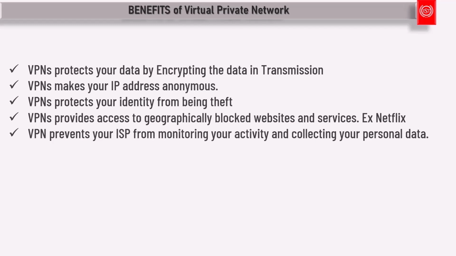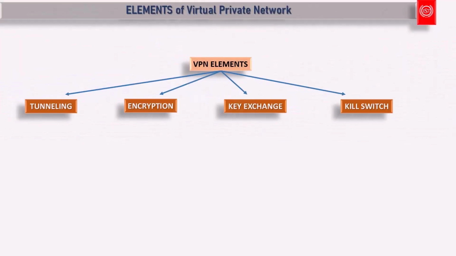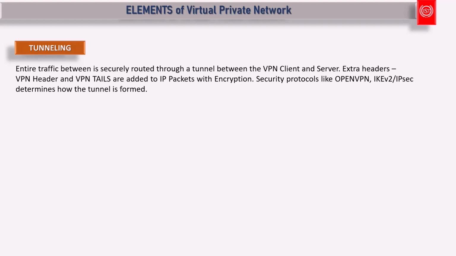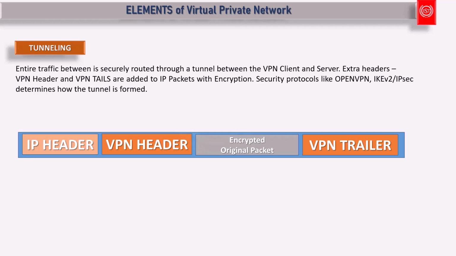Now, elements of VPN. What does VPN make so strong? There are 4 elements of VPN, that is tunneling, encryption, key exchange and kill switch. We have already seen the tunneling protocols that make the tunnel. However, let me repeat again, entire traffic is securely routed through the tunnel between VPN client and server. Extra headers, a VPN header and details, are added to original IP packets which are actually encrypted.